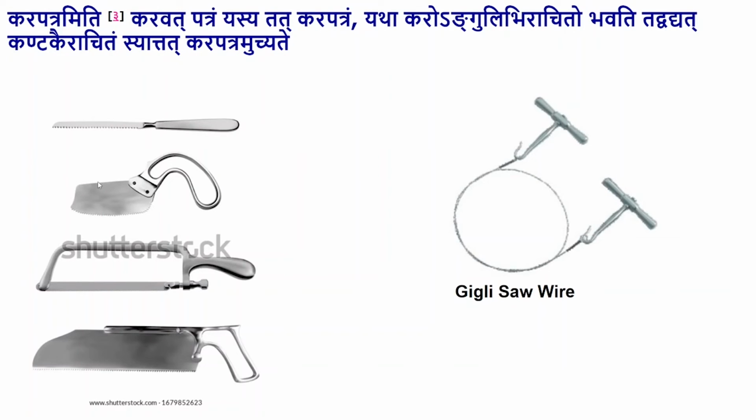And another of the instruments is the Karapatra. Karapatra is where karavat patram yasya, where the edges are tooth-like, and because of the toothed edge, a horizontal movement of the instrument can cut through in a straight line. That's the Karapatra. It's something like a saw. Yatha kara anguribhih achidam bhavati, tatha jad kantakaih achidam syat, tat karapatra muchyate.